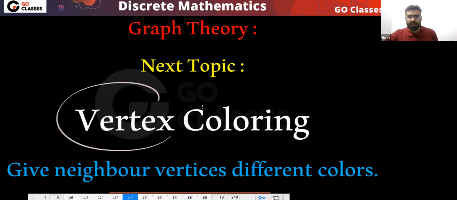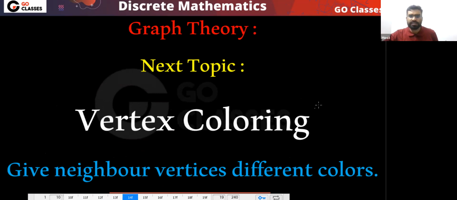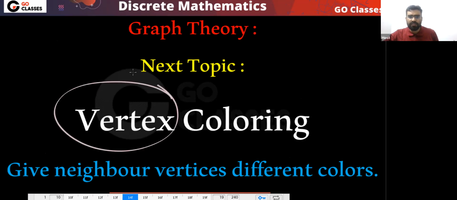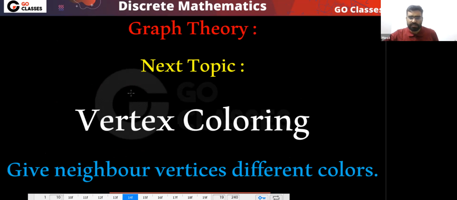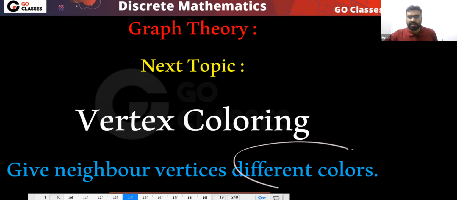What is the concept of vertex coloring? You can notice that the definition is very simple. We just have to apply the definition. So please read the definition. Give neighbor vertices different colors. This is the concept of vertex coloring. We want to color the vertices. To every vertex, we want to give a color. But remember, what should happen? Neighbor vertices, adjacent vertices, they should get different colors. So this is the definition.